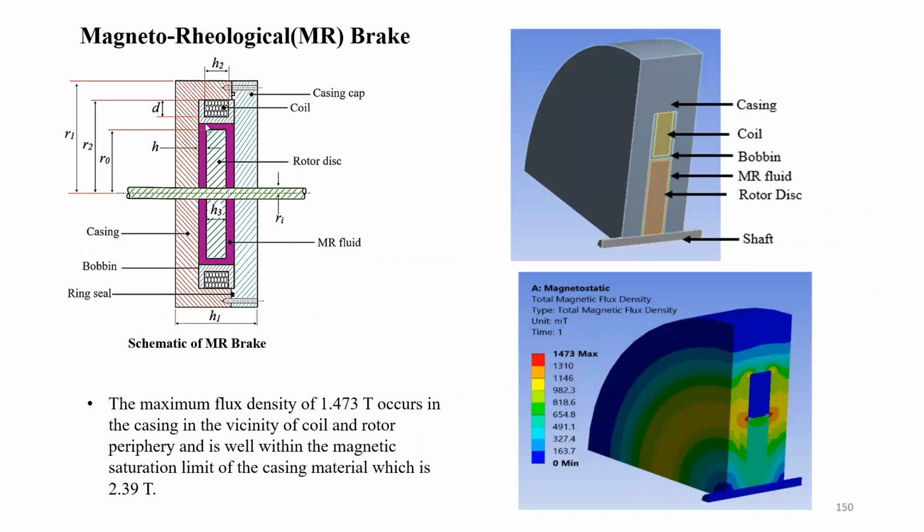This is the coil, this is the MR fluid, and this is the disc. If you energize this coil, this becomes a solid and the brake is applied. Then this and this will not move. That means this brake, this disc will stop.